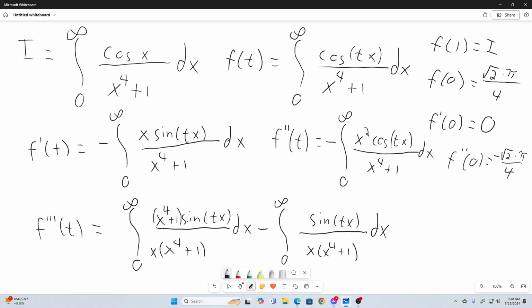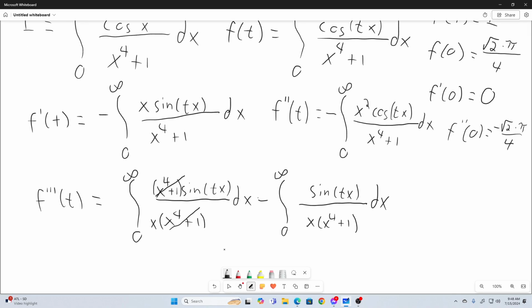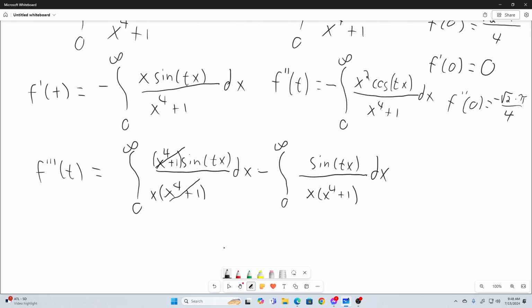Okay. So now you see that this and this cancel. And as t approaches 0, for what's left of this integral, I've shown on this channel many times that the value is pi over 2. So if we let t approach 0, this whole integral evaluates to pi over 2.